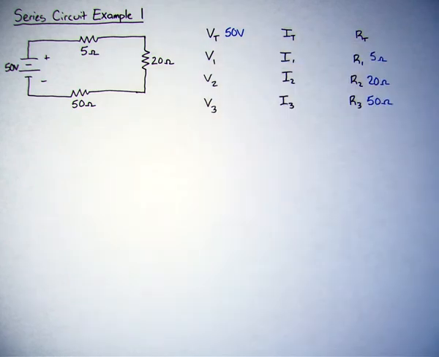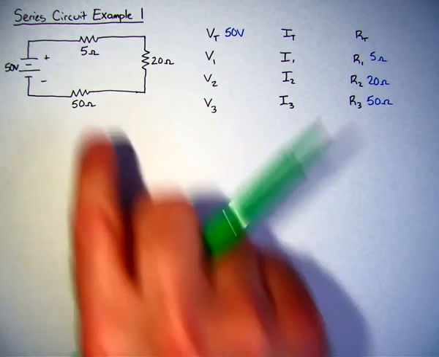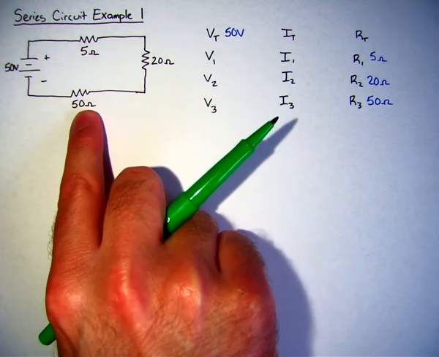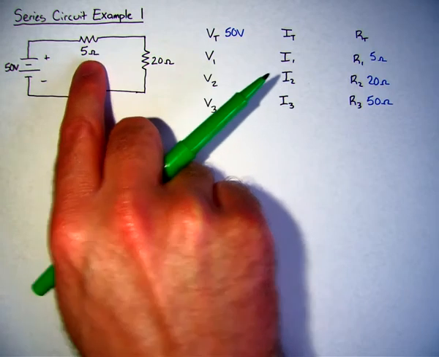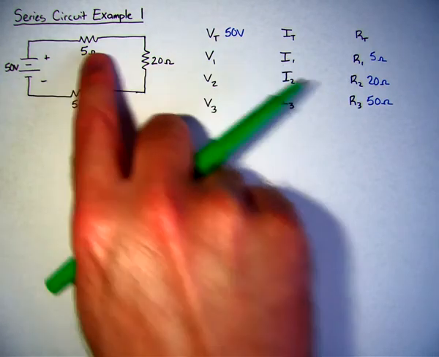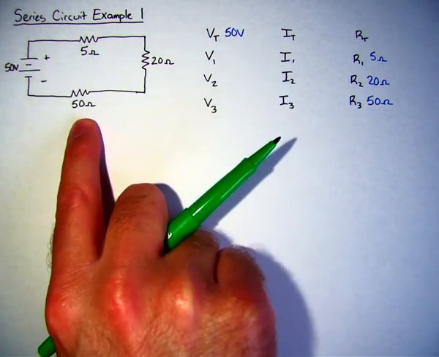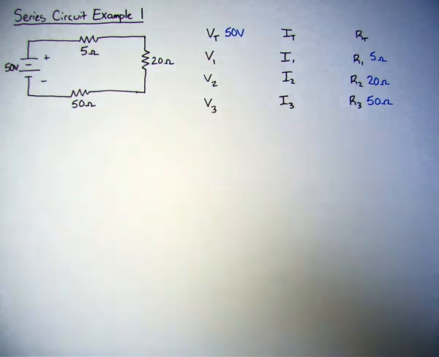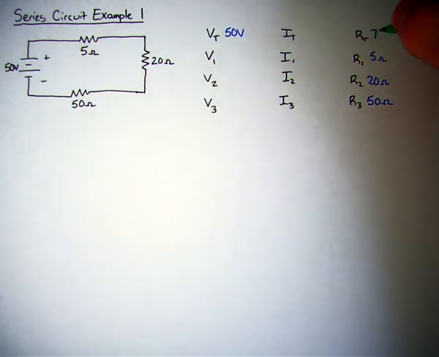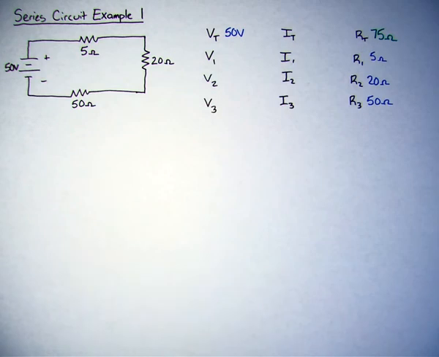The total resistance is a pretty simple one to find. And that's because we have a series circuit, we can just add up the 3 resistances to find that total resistance. So 5 plus 20 plus 50 is 25 plus 50, 75 ohms. So I know that my total resistance in this circuit is 75 ohms.